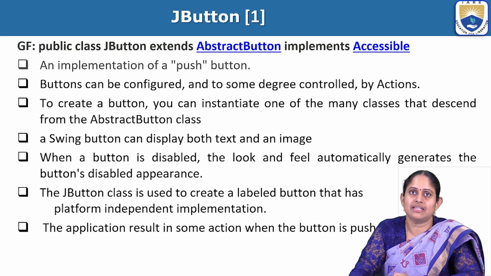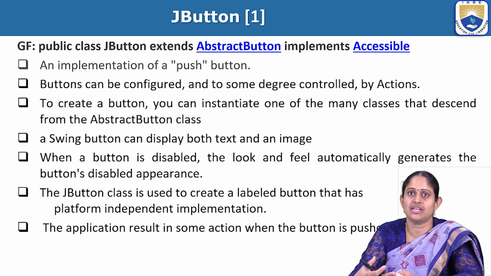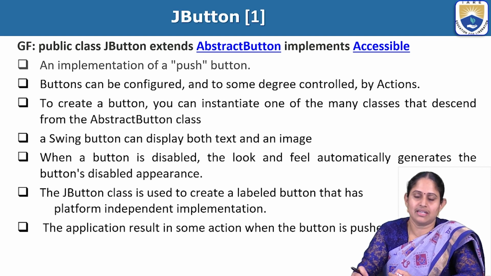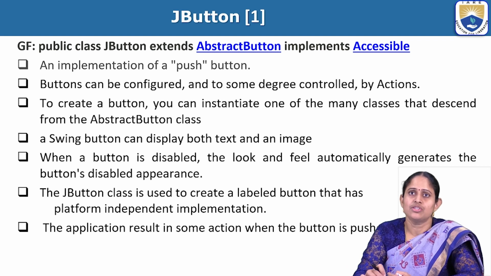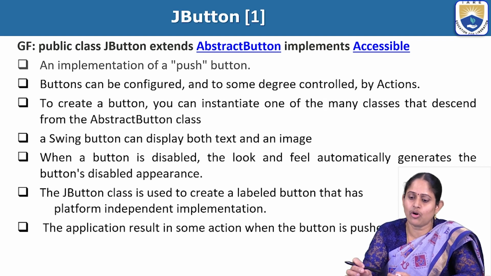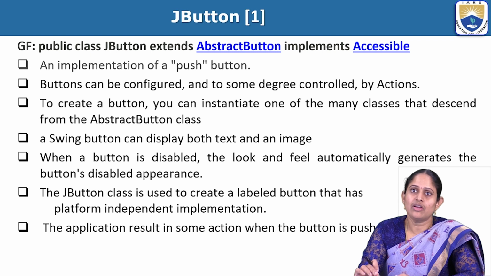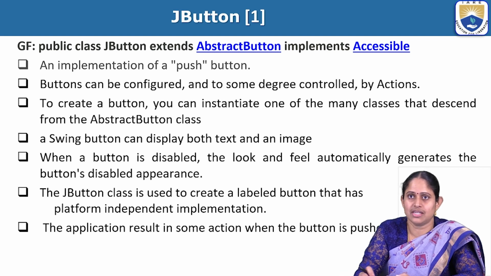Next is the JButton class. If we want to add any push buttons onto the frame, we make use of this JButton class. You can use this JButton class to add text or images to the button, so anything can be done using it. If we want it to operate like a push button, where some operation is done when we press that button, we make use of JButton.